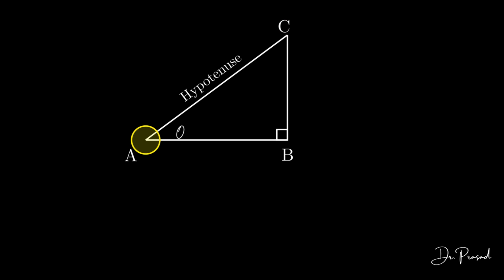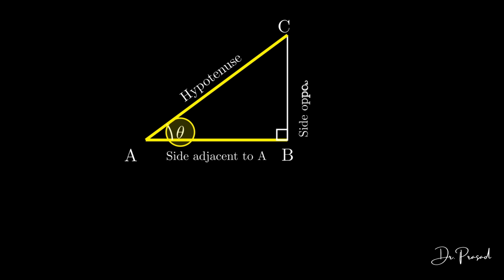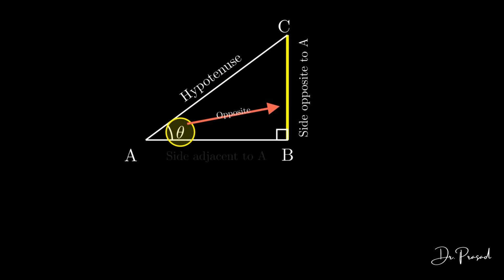In trigonometry, we often use Greek letters to name angles. So let us call this angle A as theta. We will be using the term angle A or angle theta and they will mean the same thing. This angle is formed by two arms AB and AC. AC is the hypotenuse, the side AB is next to angle A, so we can call it the side adjacent to angle A. The side BC is opposite to angle A. In short, AB is called the adjacent and BC the opposite.